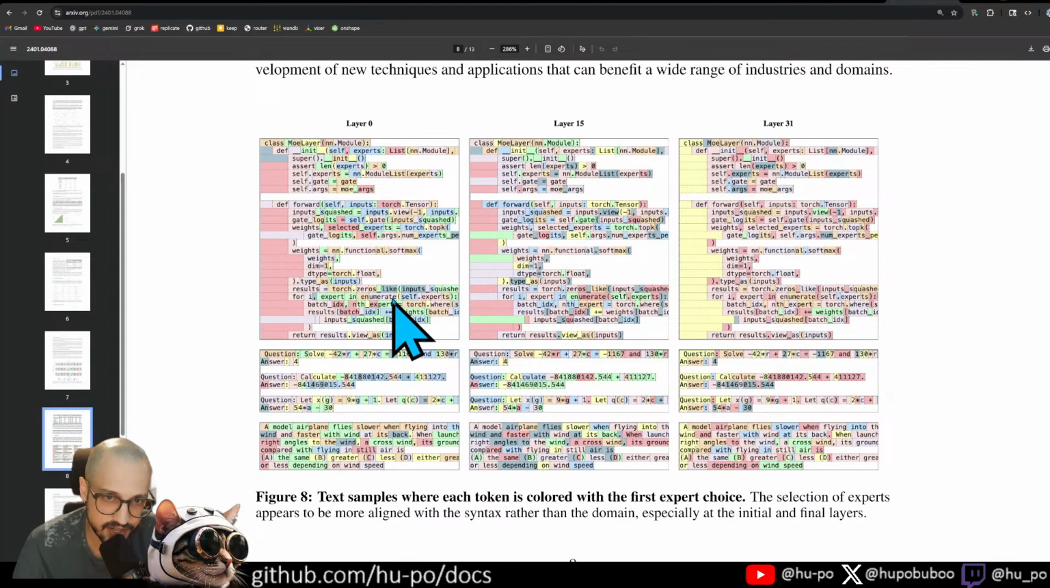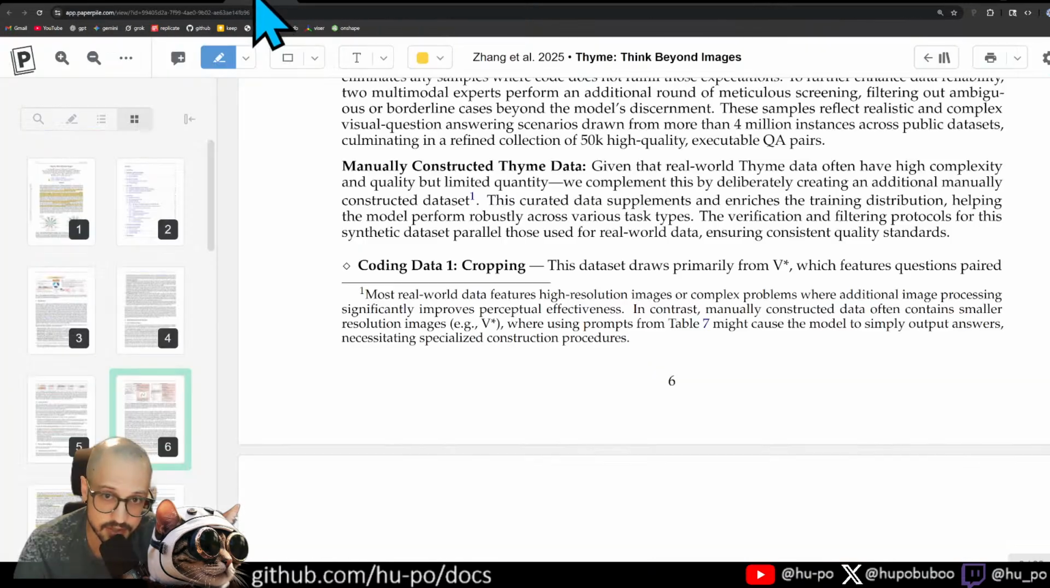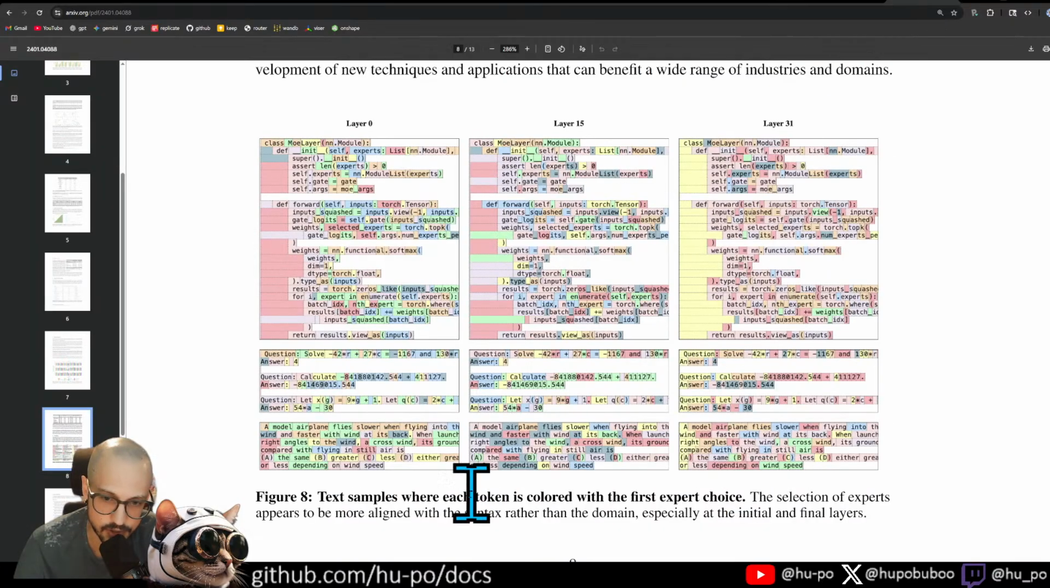And this figure shows that, right? So these are the different experts. And again, because the mixture of experts is at every single one of these FFN layers, you have experts at every single layer. So here they're showing you at layer 0, at layer 15, and at layer 31. So as you go up and down this transformer, you can see that the choice of expert is actually much more varied.